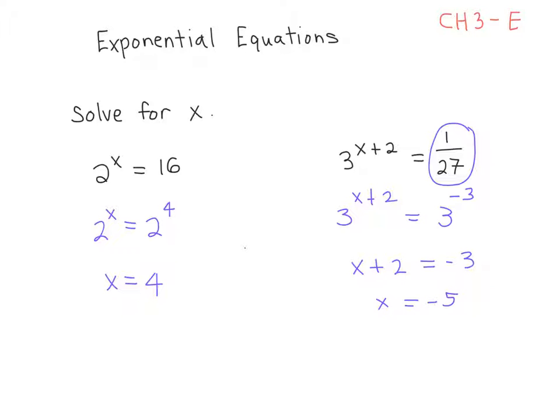If you plug it back in, that negative 5 on here, we have 3 raised to the negative 5 plus 2, that's 3 raised to the negative third, which is equal to the right side.